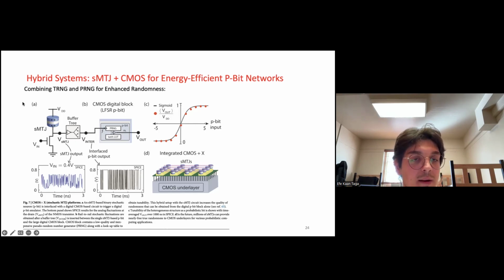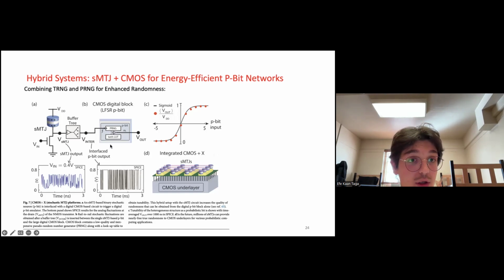Here, we built a hybrid system combining a true random number generator and a pseudo random number generator. And why do we combine these two? Because the true random generator generates high quality randomness using physical processes such as SMTG noise, whereas the pseudo random number generator's randomness is of lower quality. Our hybrid goal is to use the SMTG based TRNG to improve the randomness quality of PRNG systems, making them more robust and efficient.